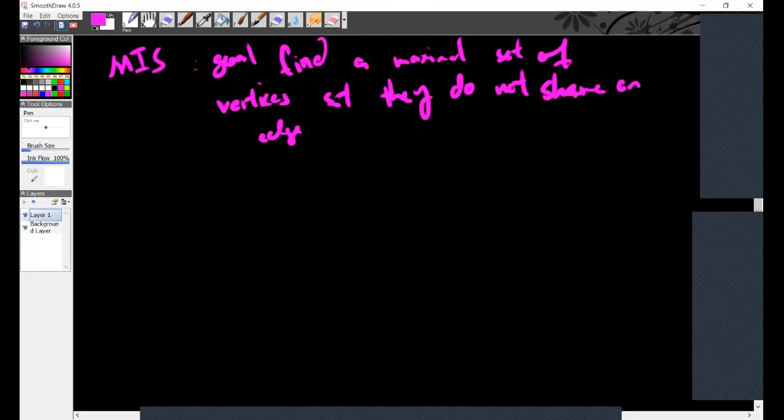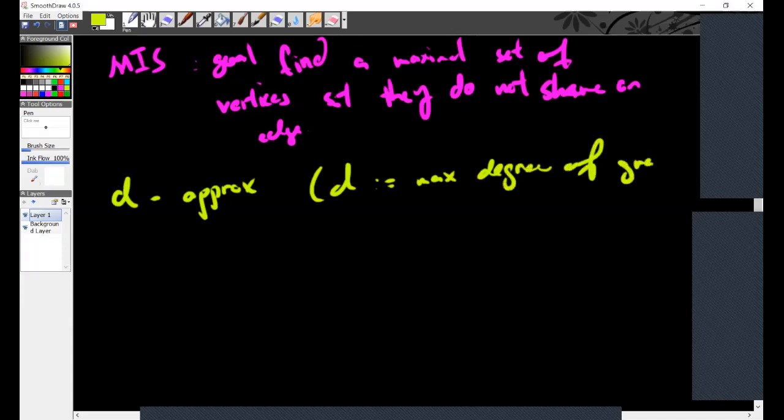When I say does pretty well in terms of approximations, it's actually not really good, because MIS is a very difficult problem. It's a D approximation, where D is equal to the max degree of the graph. We're going to go for something a bit easier first. Last semester they did a D+1 approx, and during my semester when I took it, they did a D approx. First thing to note, this is a maximization problem.